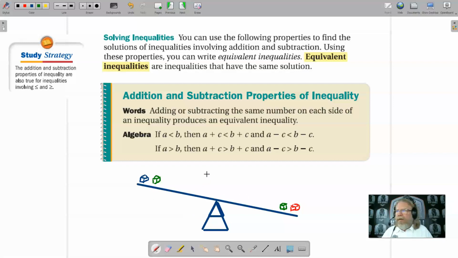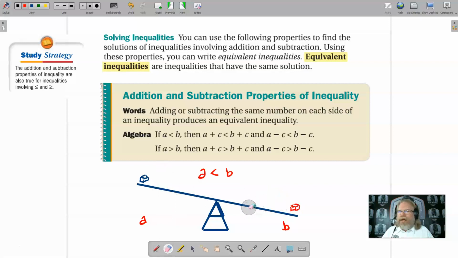So we're talking about weight. We'll call this the A side, and we'll call this the B side. Then A is still going to be less than B. And likewise, if we started off with this, that blue plus green is less than blue plus red, or green plus red. Don't know my colors today. If I go ahead and subtract green from each side, the A side is still going to be less than the B side.